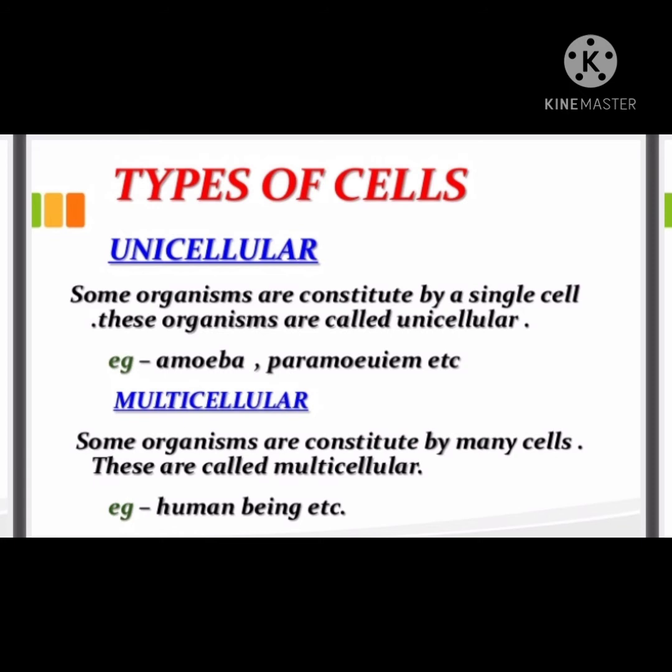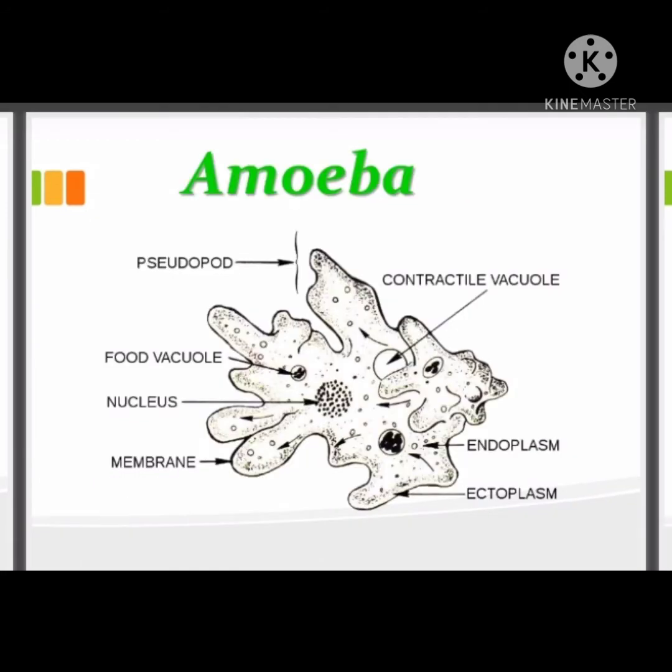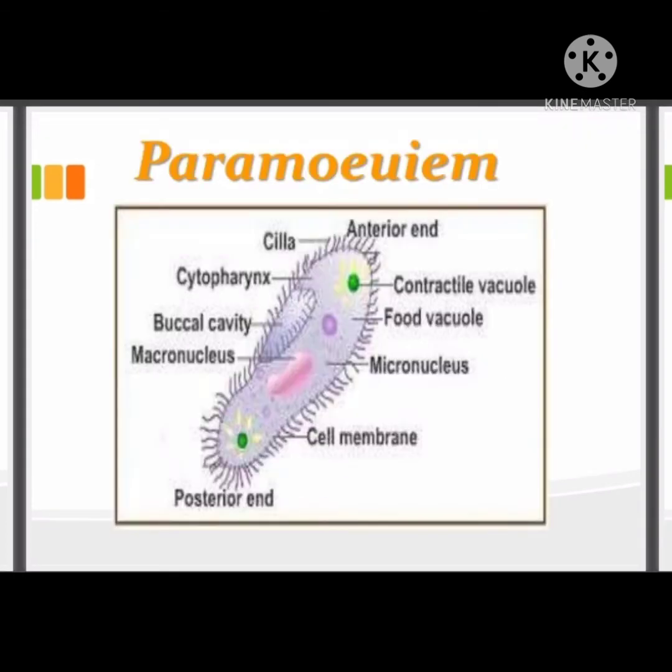Can you say examples for that? Yes, amoeba, paramecium, chlamydomonas, bacteria, yeast, etc. All these are examples of unicellular organisms. The second category is multicellular organisms. These organisms are formed of many cells. A number of cells group together and acquire different functions. Such kinds of organisms are called multicellular organisms. Examples: human beings, plants, all kinds of animals. All kinds of plants and animals other than unicellular organisms come under the multicellular organisms.